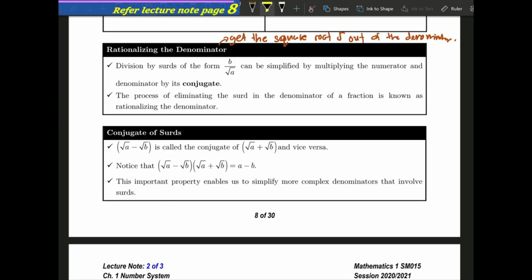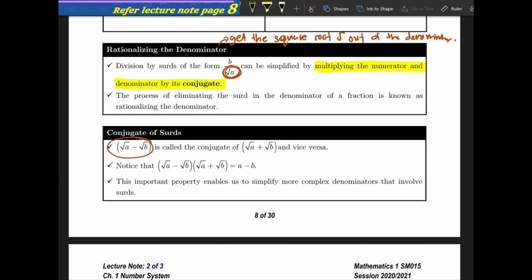Okay, so how to do this? We need to multiply the numerator and the denominator by its conjugate. There are two types of question that you will go through. Either we have only surd A in the denominator, or you will have surd A minus surd B. So how to get rid of square root A for this one? We just multiply by surd A, right? By the square root A itself. So it will become A.